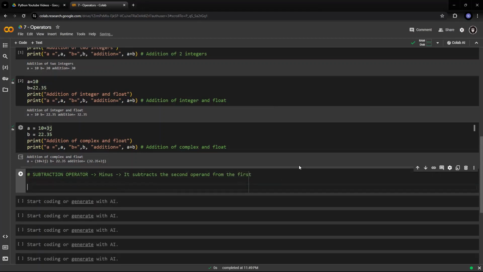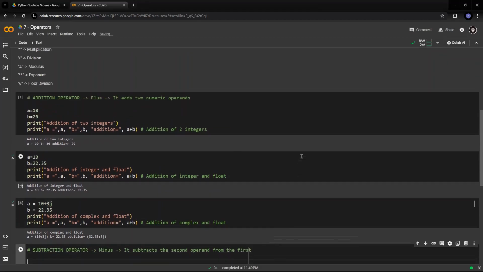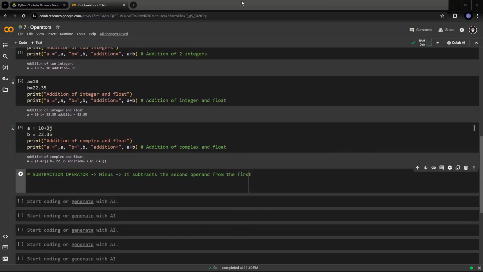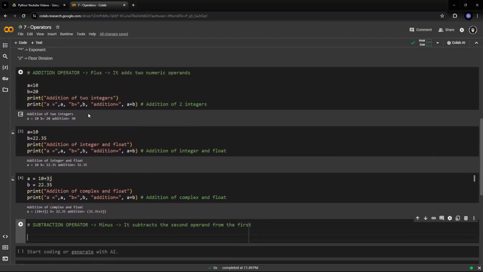So let's see some example. Let's see some example by this. Suppose we'll take the same thing which we have done earlier, 10 and 20.